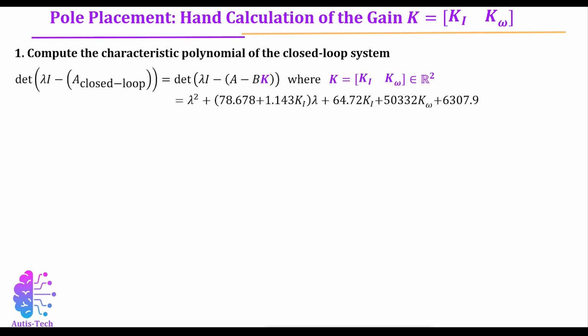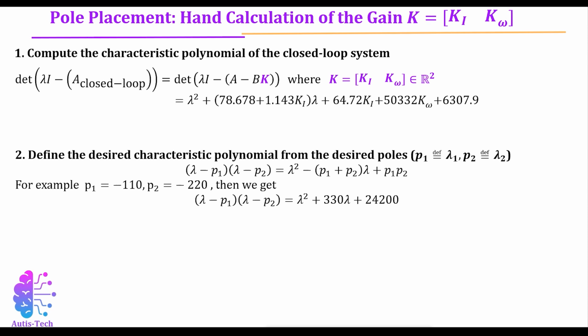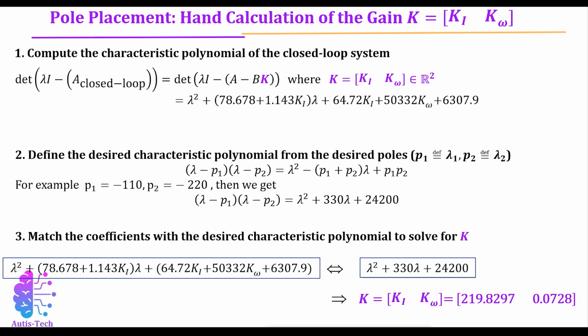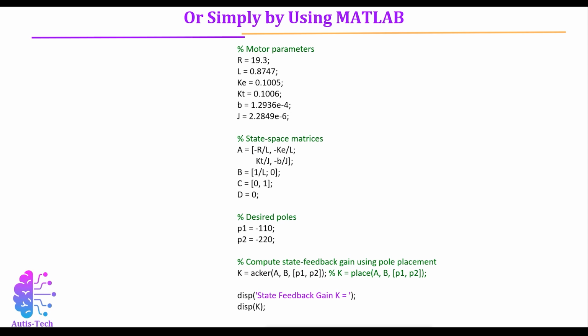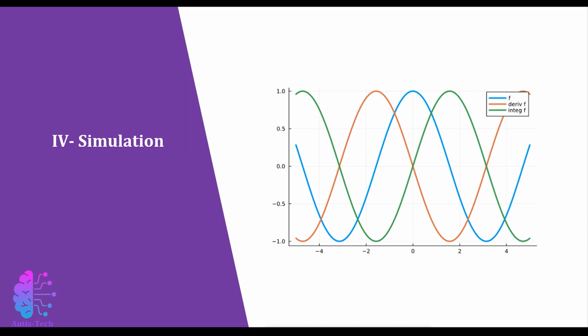Pole placement involves three main steps. 1. Compute the characteristic polynomial of the closed-loop system. 2. Define the desired characteristic polynomial based on the chosen pole locations. 3. Match the coefficients of the two polynomials to solve for the state feedback gain k. We can also place the poles using MATLAB functions like place or acker.